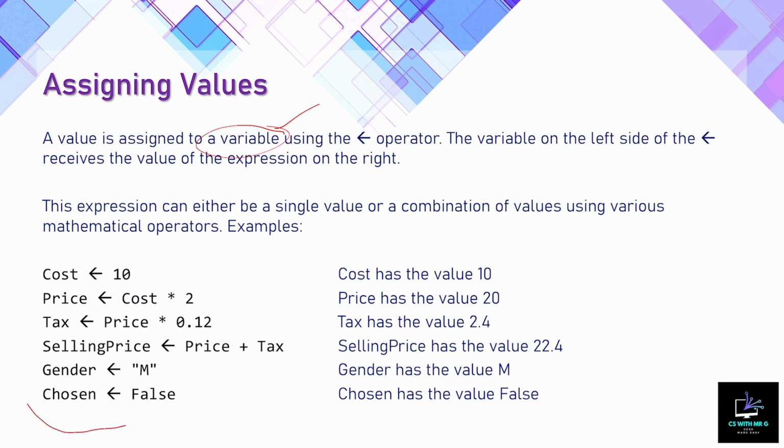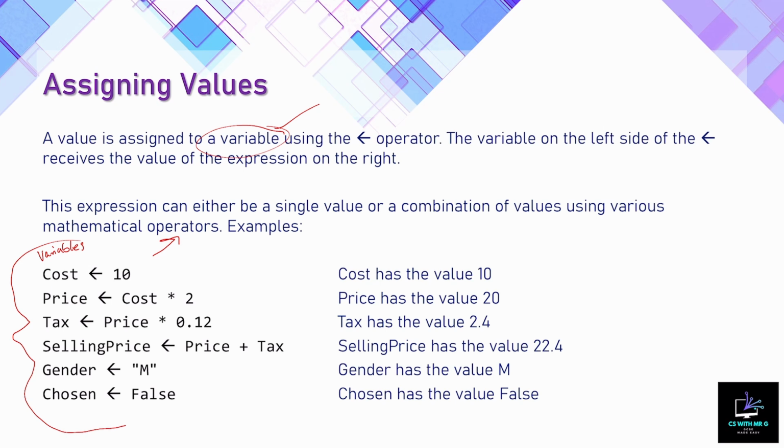So here you can see, this is our first look at pseudocode, and you can see the same font is being used throughout, very different to the one I've used in this PowerPoint. Now on the left-hand side, you can see all of these here are called variables. So we've got cost, price, tax, selling price, gender, and chosen. These are all variables because they store data about something.